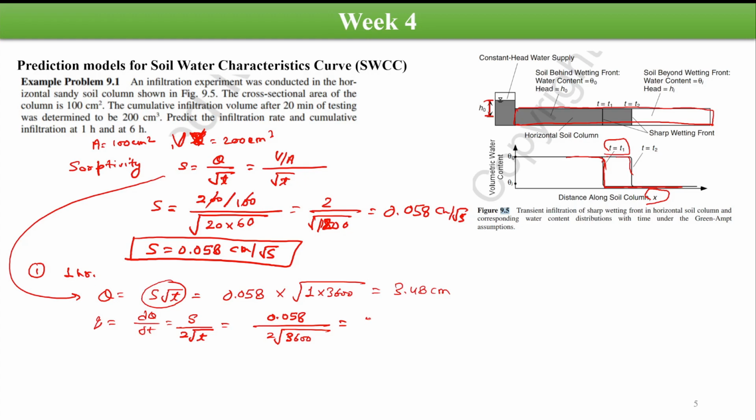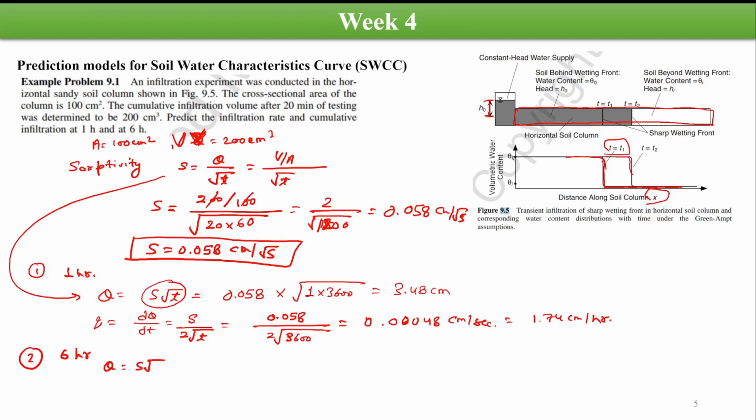So it will be nothing but 0.00048 centimeter per second. If we convert it into centimeter per hour, then we will obtain 1.74 centimeter per hour. Next, to calculate it for 6 hours, we'll follow the same procedure.